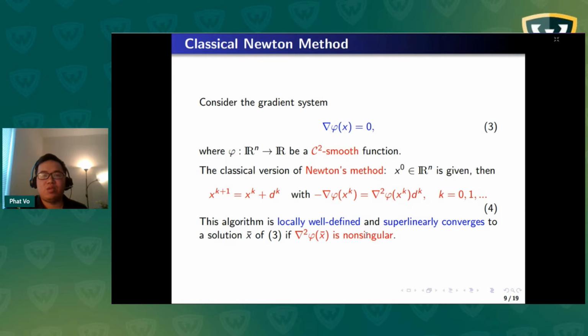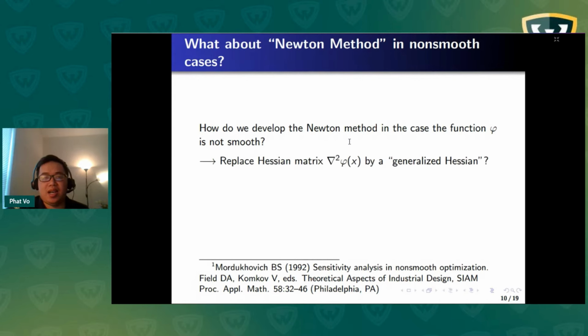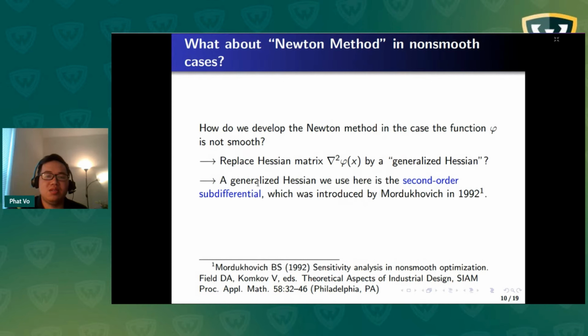The idea here is that we want to develop the classical Newton method for solving non-smooth optimization problems. So the question here is, how do we develop the Newton method in the case the function phi is not smooth? That is the research question. The idea is to replace the Hessian matrix by a generalized Hessian, because in the case the function phi is not C2 smooth, we will not have the Hessian matrix, so we will replace it by the generalized Hessian. The generalized Hessian we will use is the second-order subdifferential, which was introduced by Mordukhovich in 1992.